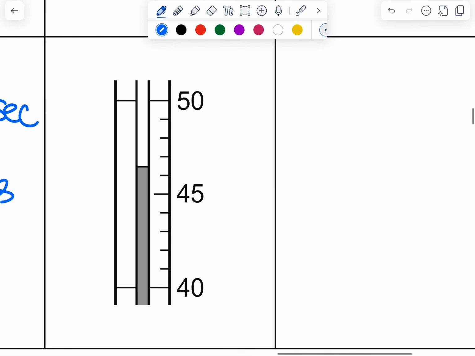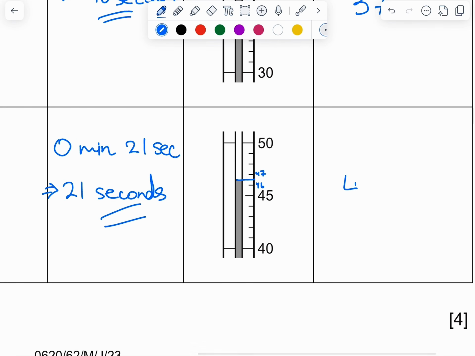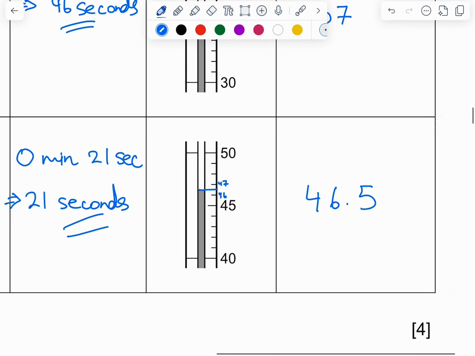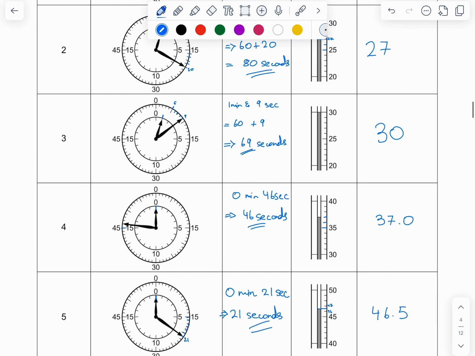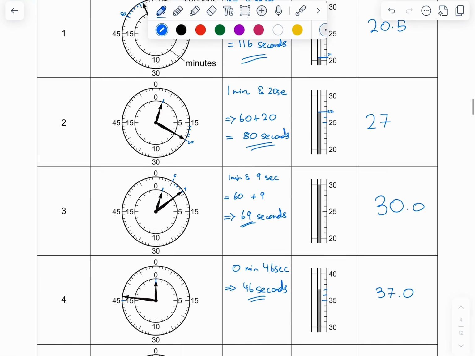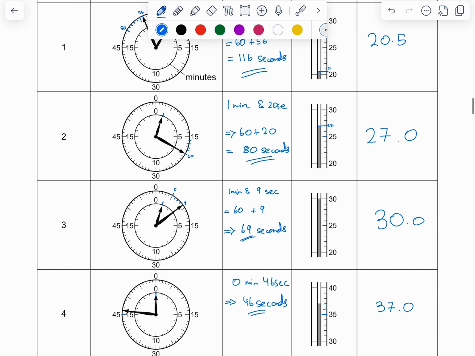All right, and what is this temperature? This one is between 46 and 47, so this one should be 46.5. While I was writing 46.5, I realized that we are writing temperature to three significant figures. Therefore we should write temperature to three significant figures over here as well, and over here as well. Everything should be three significant figures.